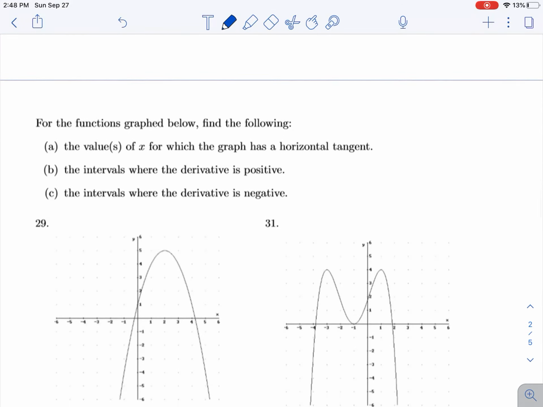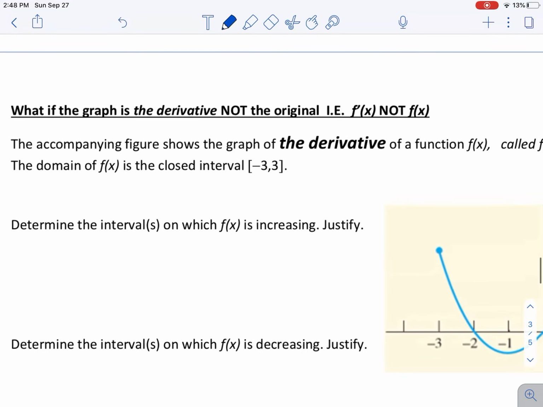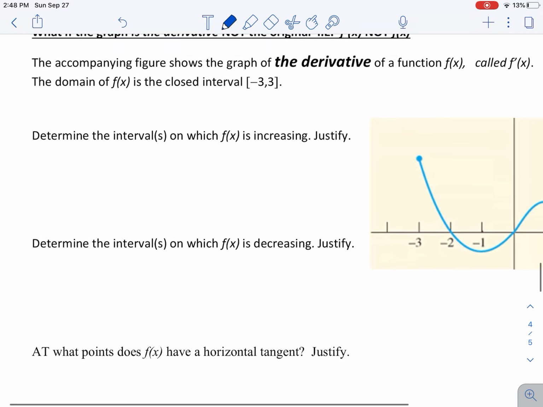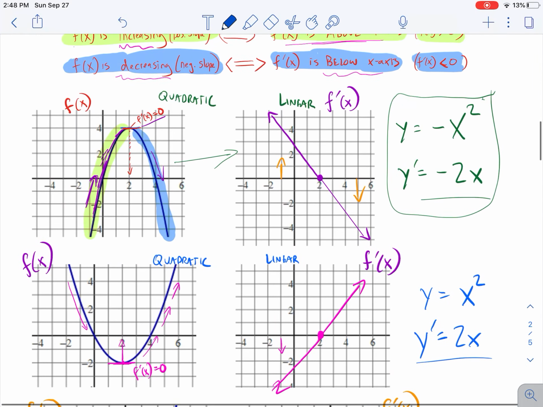Tomorrow we'll talk more about what happens when they give you a function. We'll talk about what happens if they give you the derivative graph, not the original. And then we'll talk about horizontal tangent lines. But that will be tomorrow.